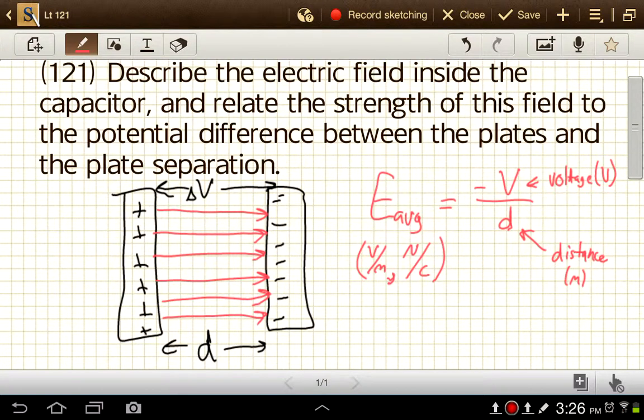So if we got the voltage for this capacitor, or the potential, the change in potential between these two plates, and we know how far apart they are from each other, we can figure out what the average electric field is too.